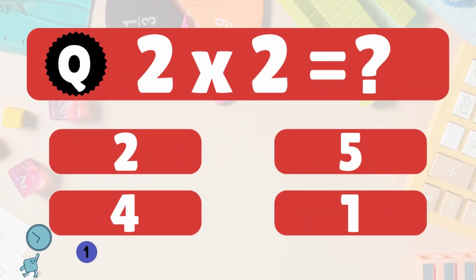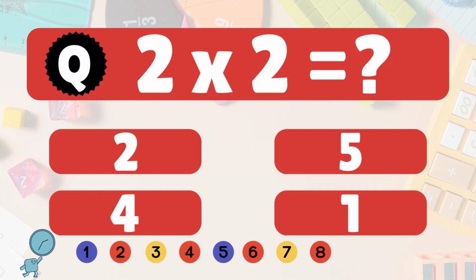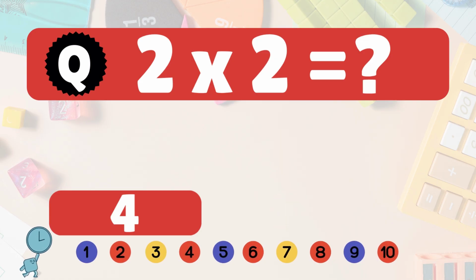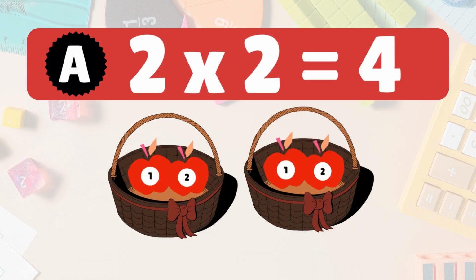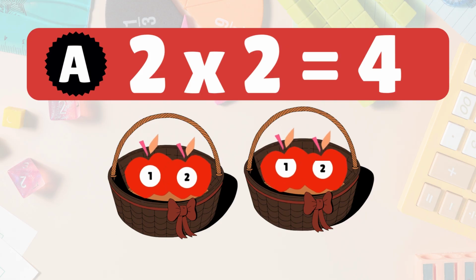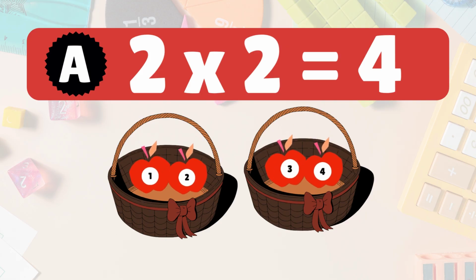Next, 2 times 2 is what? Two times 2 is 4. Here we have 2 groups of 2 apples each. Let's count them all. 1, 2, 3, 4. So 2 times 2 is 4 apples.